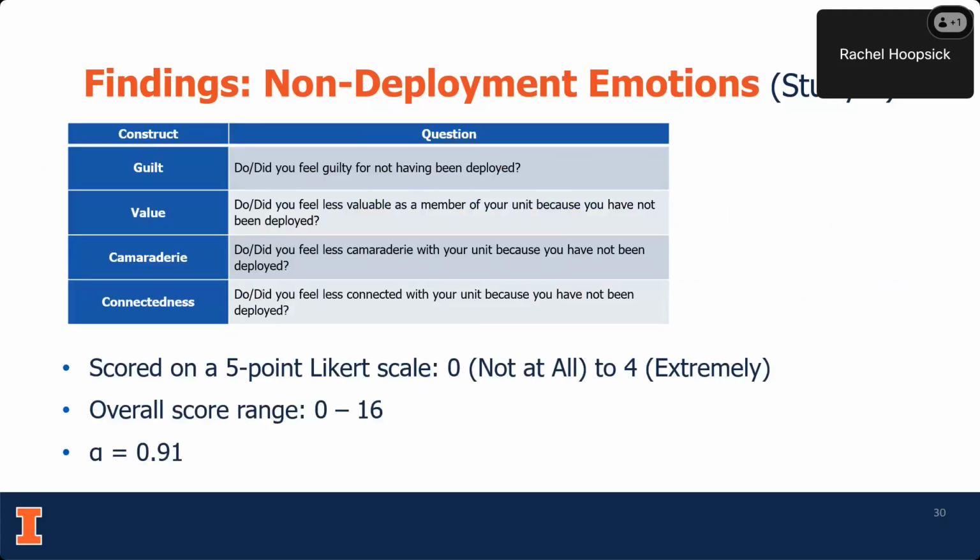So we developed the non-deployment emotions questionnaire, which was a simple 4-item measure assessing soldiers' guilt for never having been deployed, as well as feeling like they are less valuable, have less camaraderie, and feel less connected with their unit for never having been deployed. And responses ranged from not at all to extremely, and this measure showed good internal consistency with our sample.